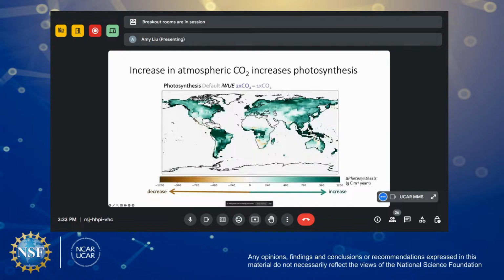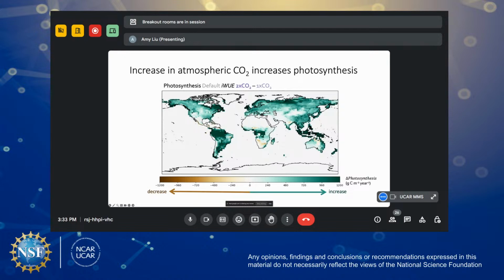And what we see in our results is that an increase in atmospheric carbon dioxide increases photosynthesis, as expected. This is a spatial difference plot for photosynthesis. We're not changing the intrinsic water use efficiency manually ourselves. So for the two simulations in this difference plot, intrinsic water use efficiency is held at the default, and the only thing that we're changing is the carbon dioxide concentration. We're doubling it, and so it's going across the board for an increase in photosynthesis.